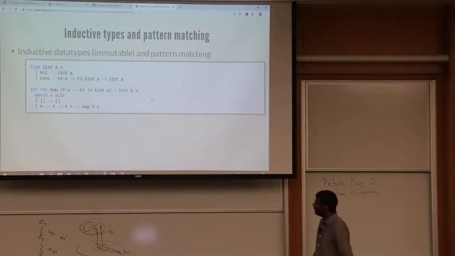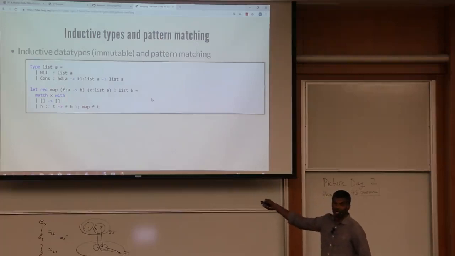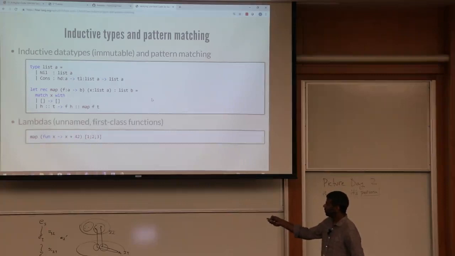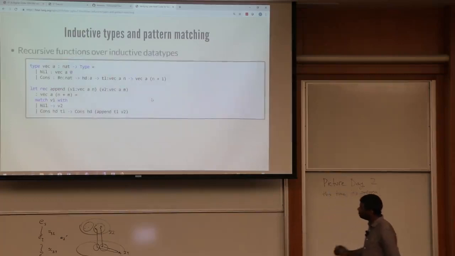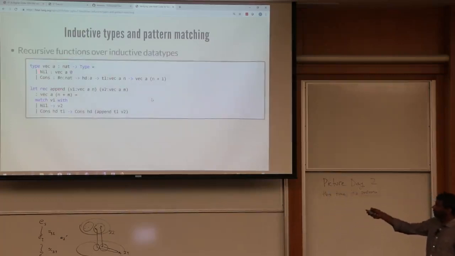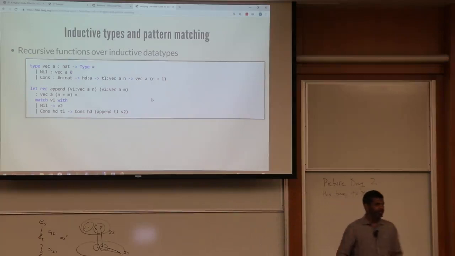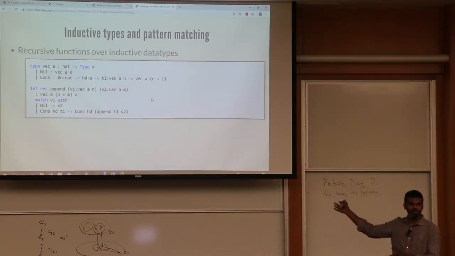Okay, then we have inductive types. Here are simple inductive types like list. Here's list in F*, and map over lists, and lambdas. You can map a lambda over a list. All of this just looks like OCaml, right? But you also have inductive families. So here's vector. Now, if you've looked at dependently typed languages before, this vector example is often trotted out as the first example.